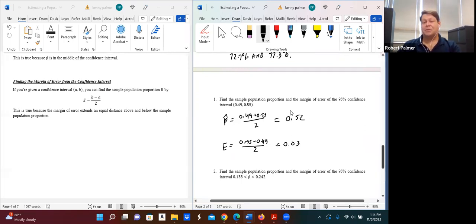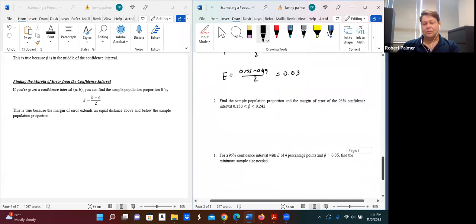So if you wanted to construct this confidence interval the way we did before, then this would be your population proportion. This is the margin of error. And if you did that, if you subtracted 0.03 from 0.52, you get your lower bound, 0.49. If you added 0.03 to 0.52, you get your upper bound, 0.55. Okay. Now, let's do the same thing here.